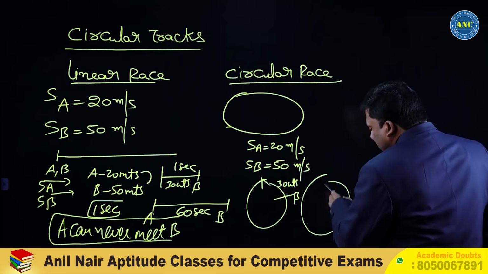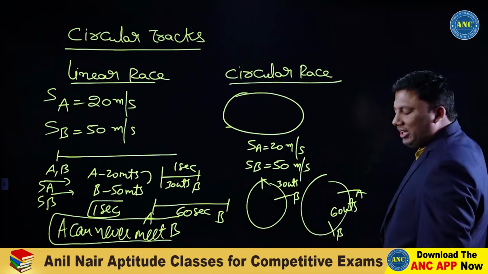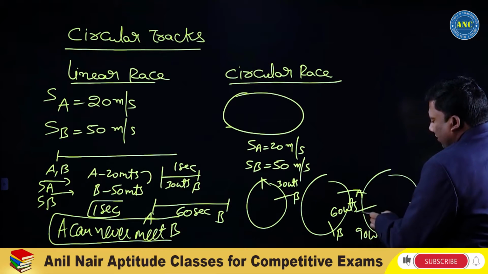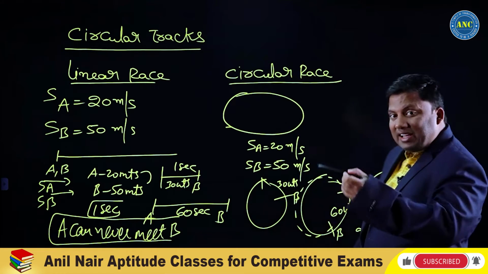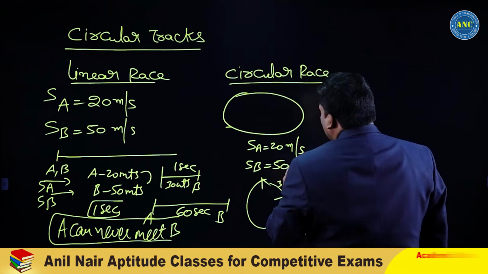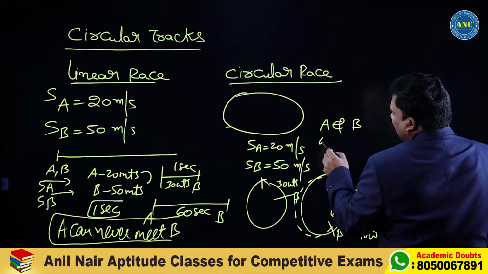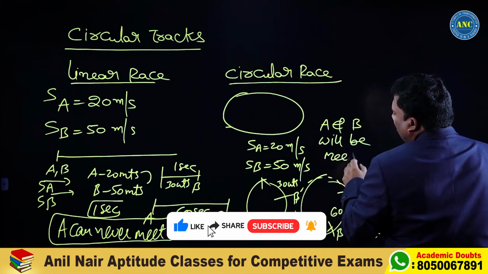After 2 seconds, B is at a lead of 60 meters over A. Are you all with me? After 3 seconds, B is at a lead of 90 meters from A. Because it is a closed loop, he is coming back. There is a chance that A and B will meet. Are you all with me?